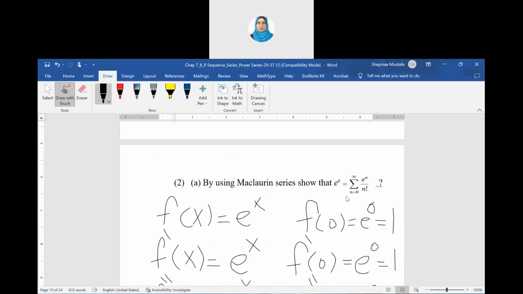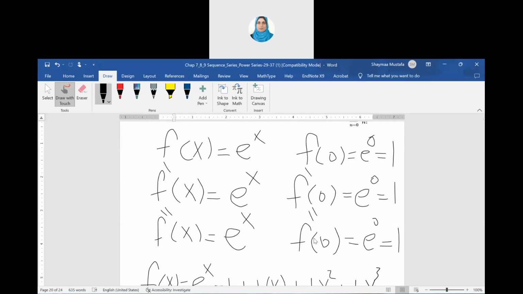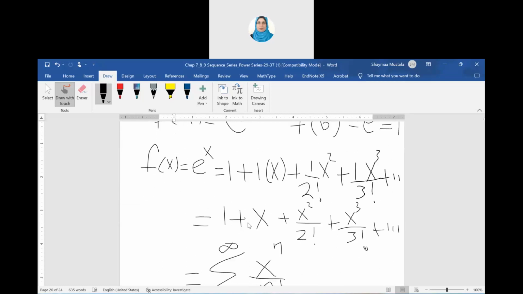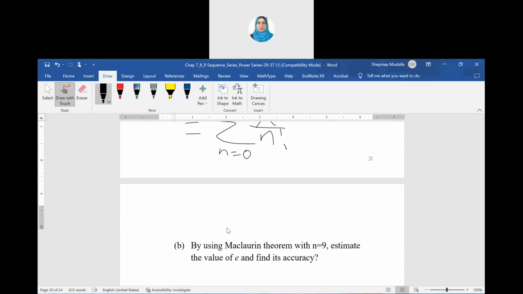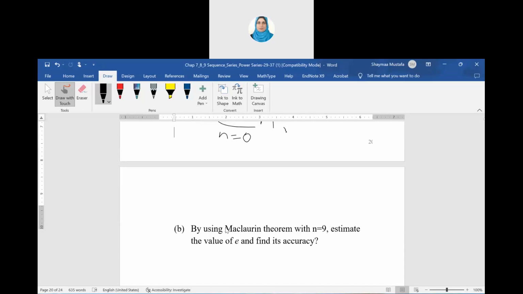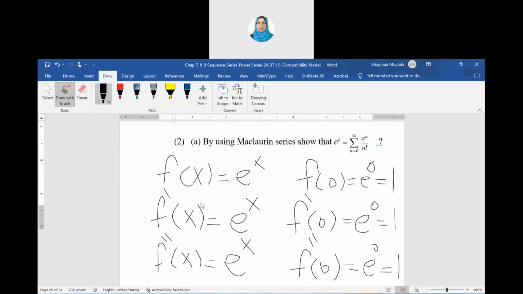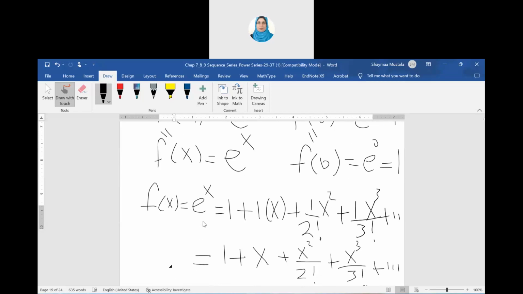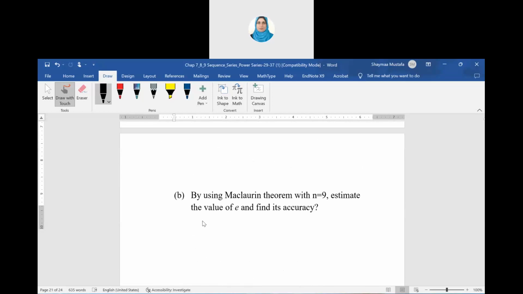How can we get this? Just take the function, calculate the function at 0, calculate the derivative at 0, calculate the second derivative at 0, and so on. Now we need to use the Maclaurin series. This was part A of the question. For part B, we need to find the value of e.